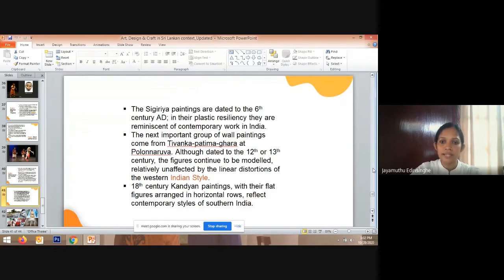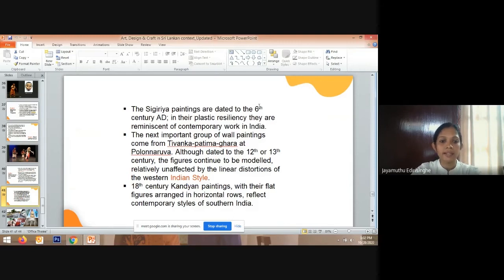Right, as I mentioned about the Sigiriya paintings or Sigiriya frescoes before, those are a bit similar to contemporary Indian work, as the Ajanta cave paintings are very similar, having similarities, whereas we have some unique features in our Sigiriya paintings too. And again, after that we have the Tivanka image house in Polonnaruwa. That again dates back to the 12th and 13th century. There also we could notice the Indian influence in those paintings as well.